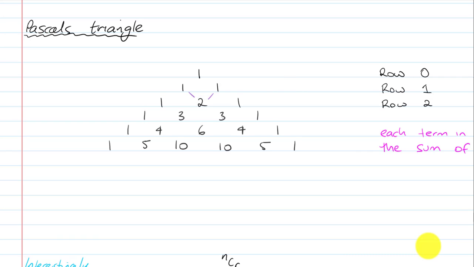Now, here's the interesting thing, these numbers are actually also combinatorics. So this is row 5, and 1 is 5 choose 0, and 5 is 5 choose 1, and 10 is 5 choose 2, 5 choose 3, 5 choose 4, and 5 choose 5. So our combinatorics actually build Pascal's triangle. And so you might have seen this relationship before.